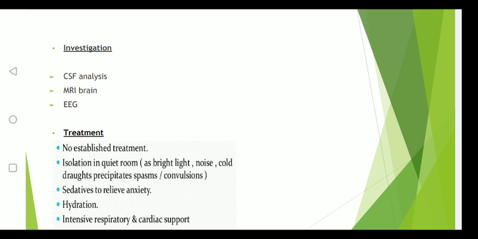Then intensive respiratory and cardiac support, because I have told you that, as a late complication, the person may get cardiac failure, respiratory failure and other organ failure also.